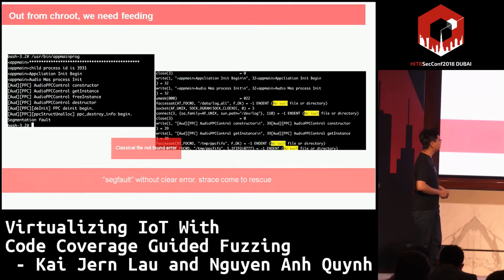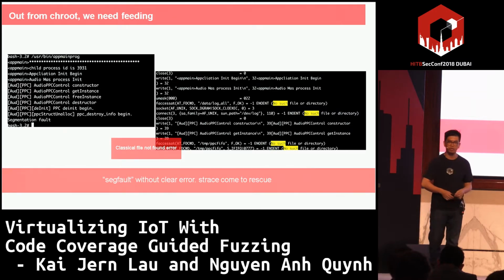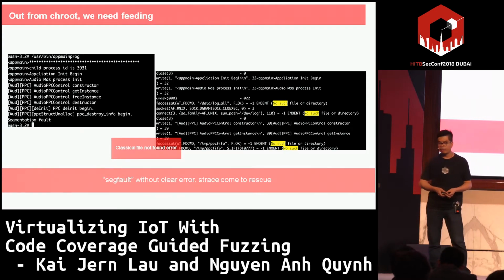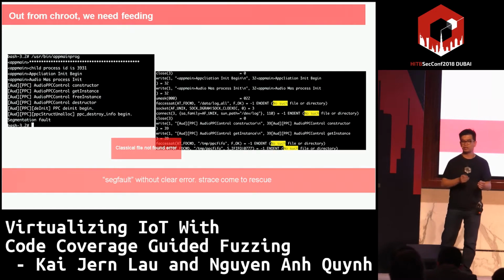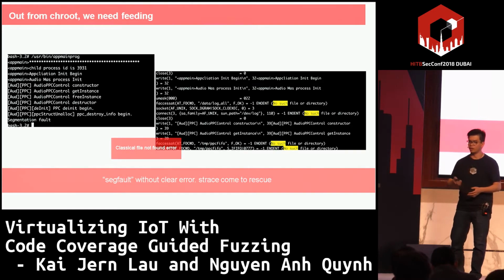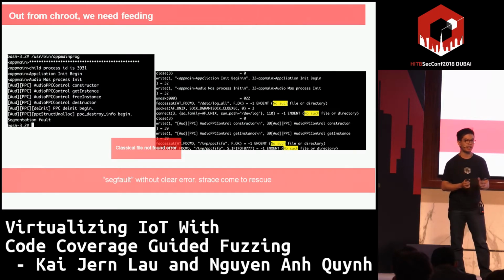Most of the time we will have some segfault without very clear messages. It will not tell you whether a file is missing or what the error is, but you need to trace stage by stage, go back to the original message, and try to find out what is missing. Sometimes it's just a library missing.